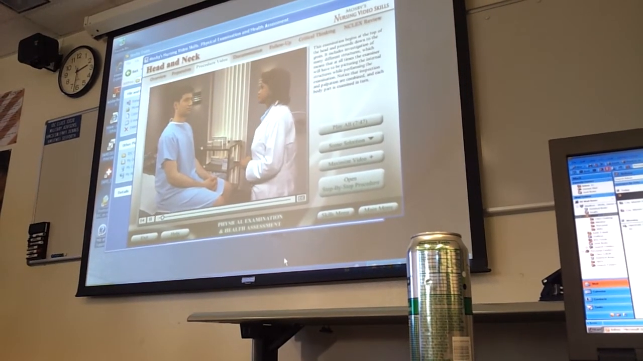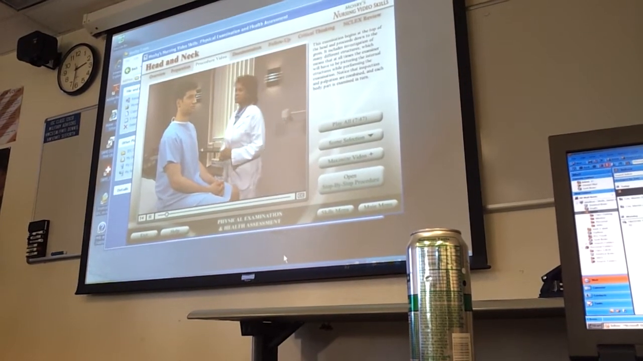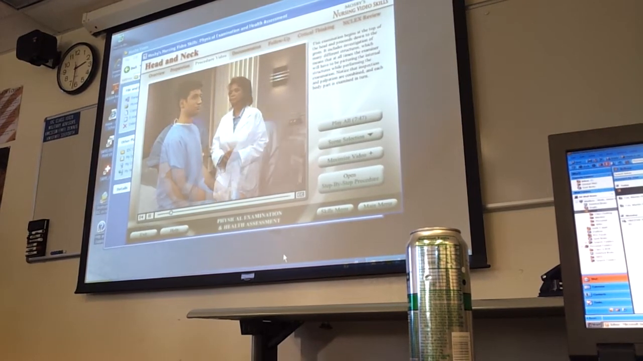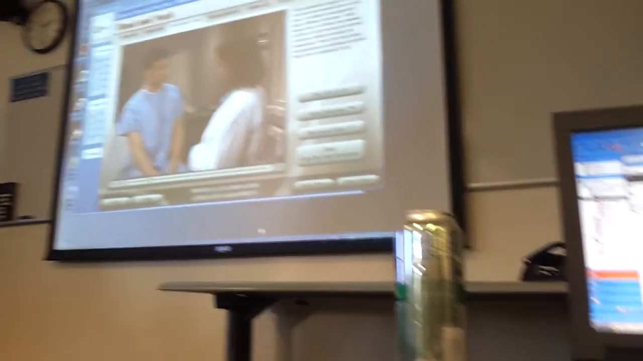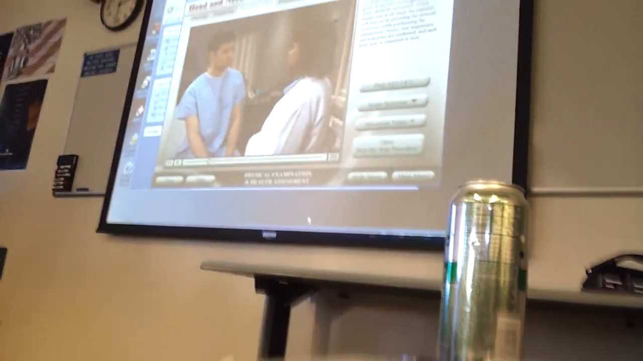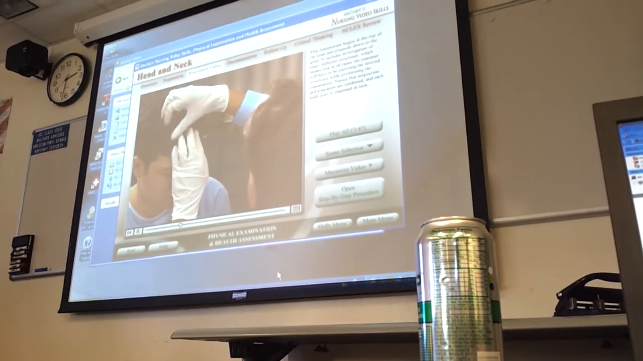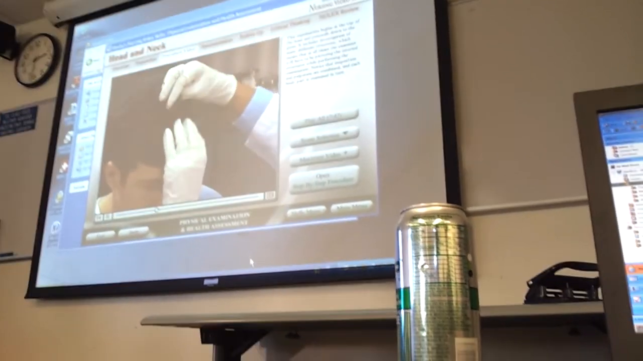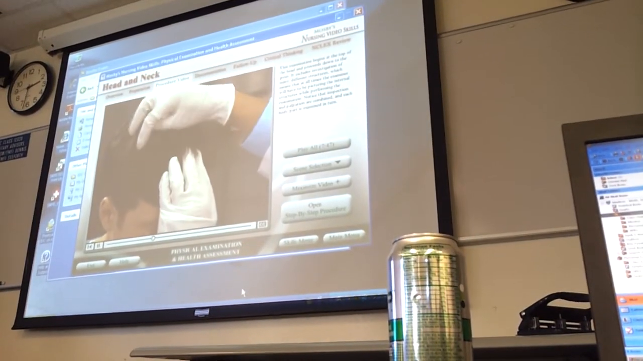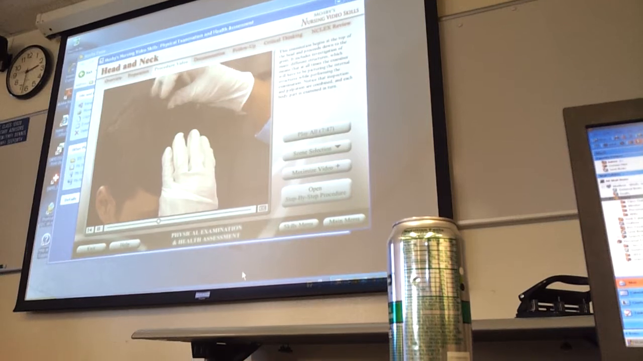Next, inspect the patient's skull for size, shape, and symmetry. I'm going to be touching your hair and scalp. Also examine the scalp, parting the hair and working systematically from the frontal area to the occipital area. You should see no lesions, scaling, or evidence of parasites.